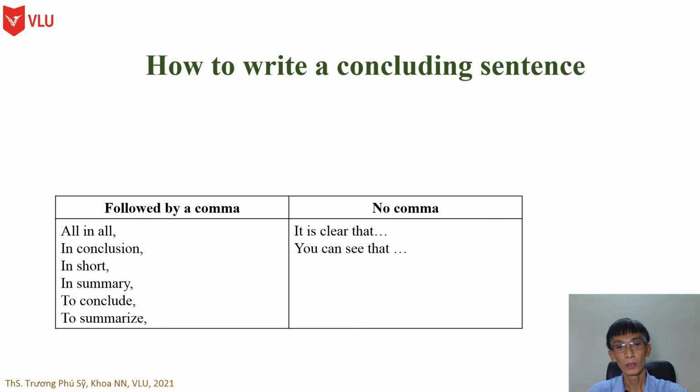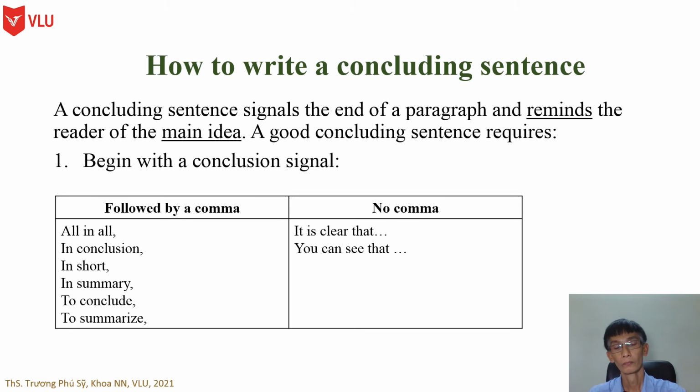Now we move to another part, how to write a concluding sentence. A concluding sentence is the last sentence in a paragraph. It signals the end of the paragraph, and it reminds the reader the main idea.